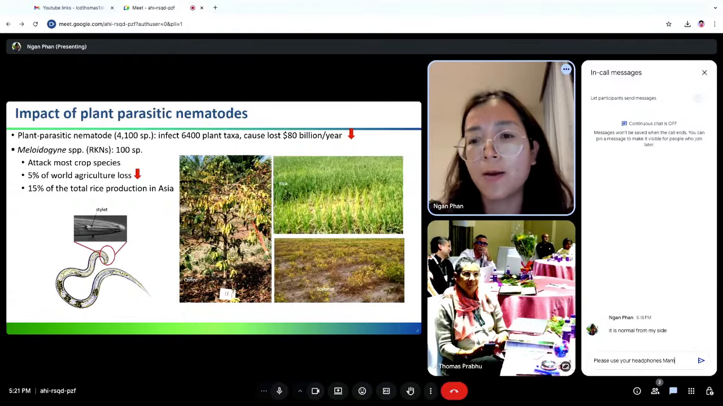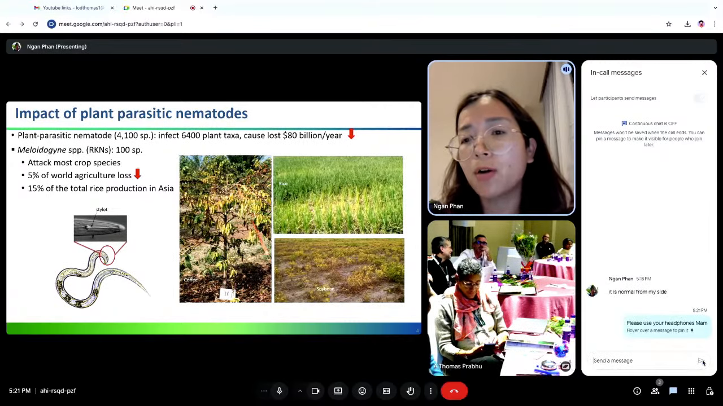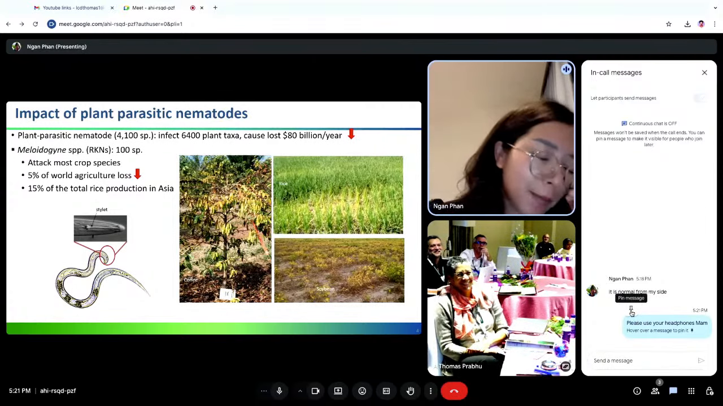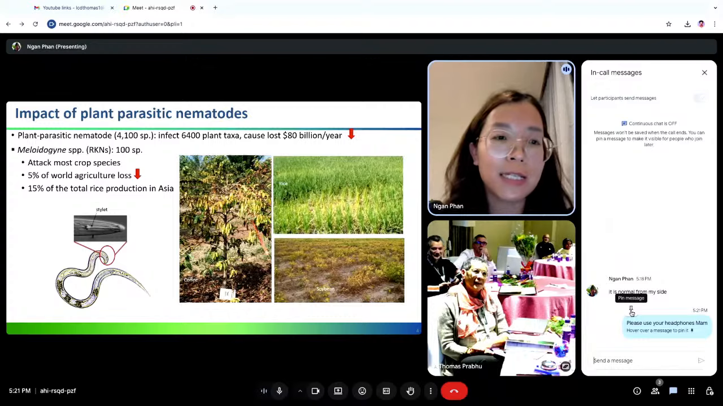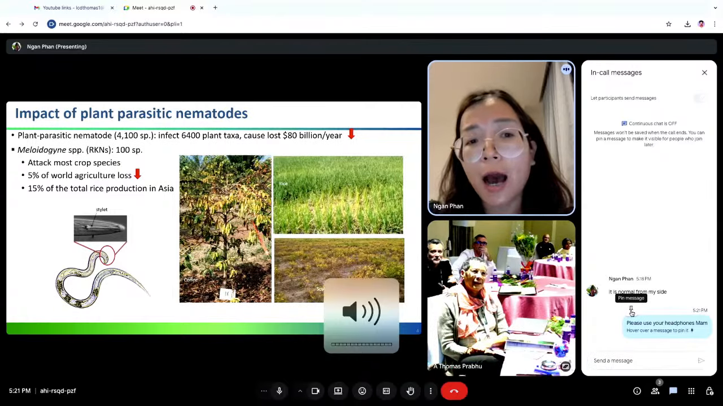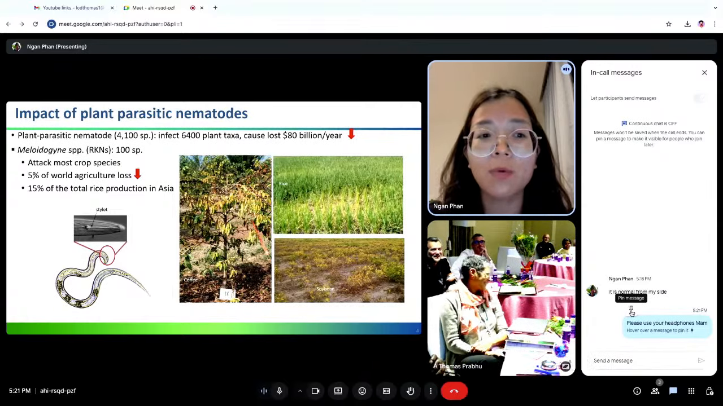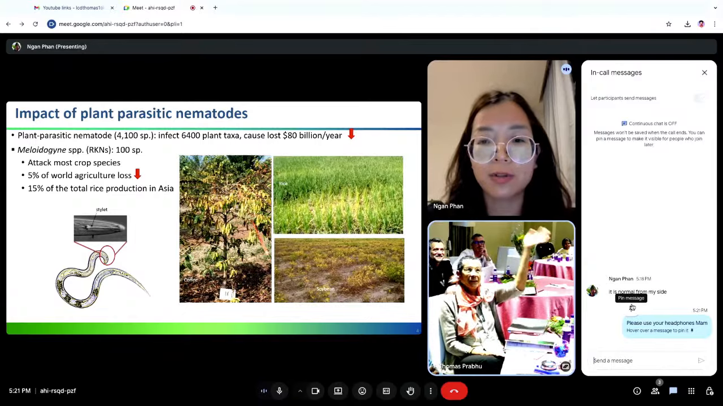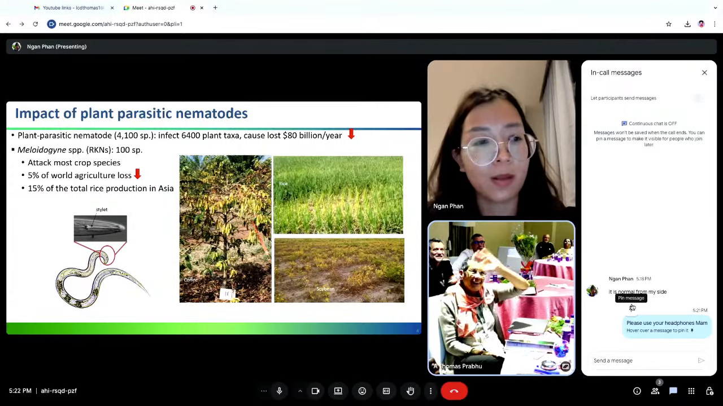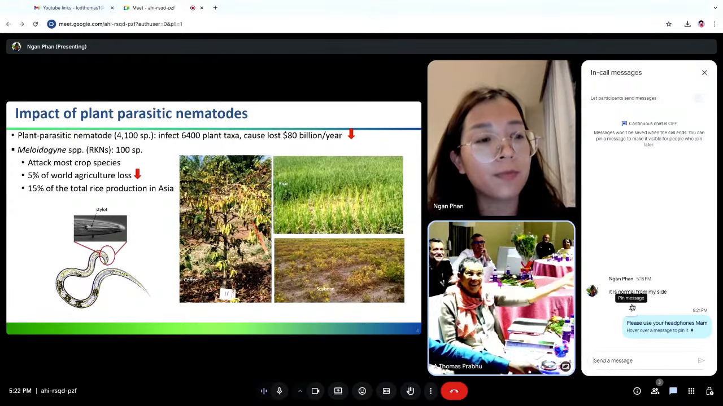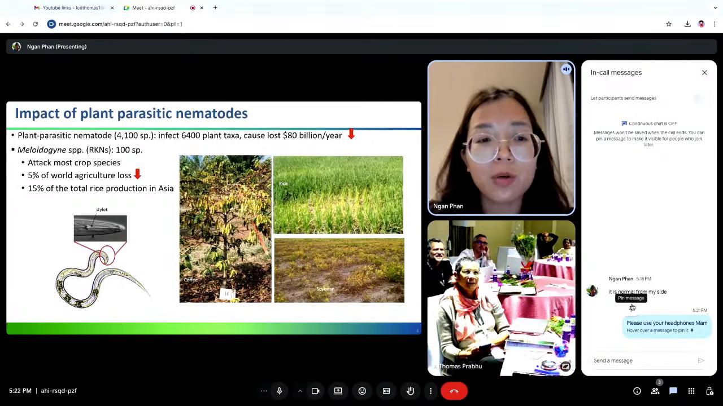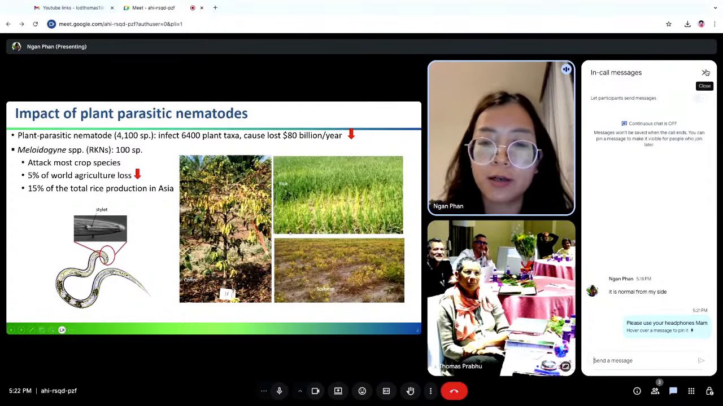Plant parasitic nematodes can cause annual losses of more than $80 billion. Among them, the Meloidogyne species, also called root knot nematodes, number only around 100 species, but they can cause 5% of world agriculture loss, and they account for 50% of total rice production loss in Asia.